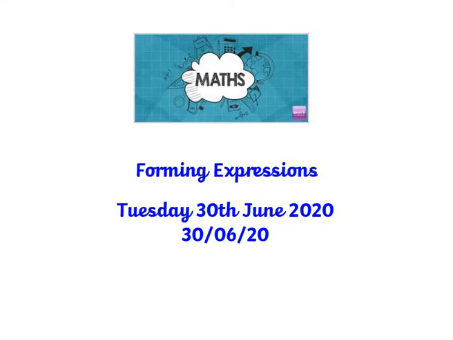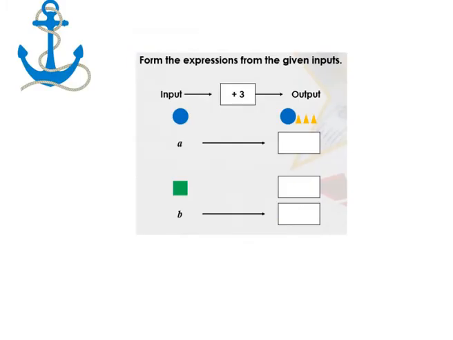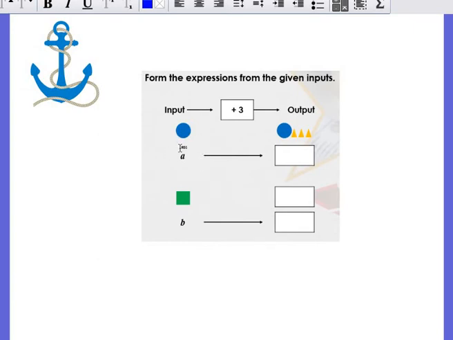So, let's have a look at our first anchor question. Form the expression from the given inputs. We start off with a pictorial, okay? So, let's have a look. We've got here one circle, we're calling that A, okay? We're adding 3. So, we've got one circle, which is A, and we're adding 3, so A plus 3.